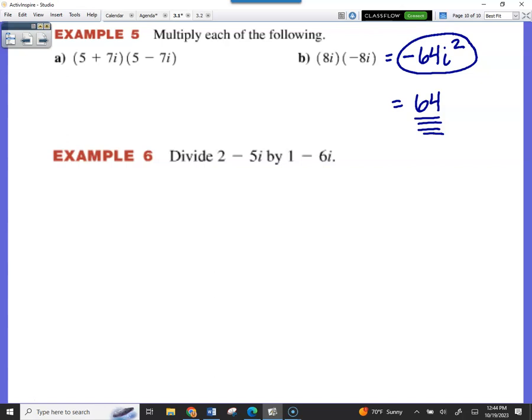Remember that from yesterday? All right, let's do this one. You can either do the split repeat method here, or you can do first, outer, inner, last. Recall, first, outer, inner, last only works with two binomials, so be careful if you keep using FOIL. If we do the split repeat, we get 5 plus 7i. Then we're going to repeat 5 minus 7i. And now we're going to multiply it out.